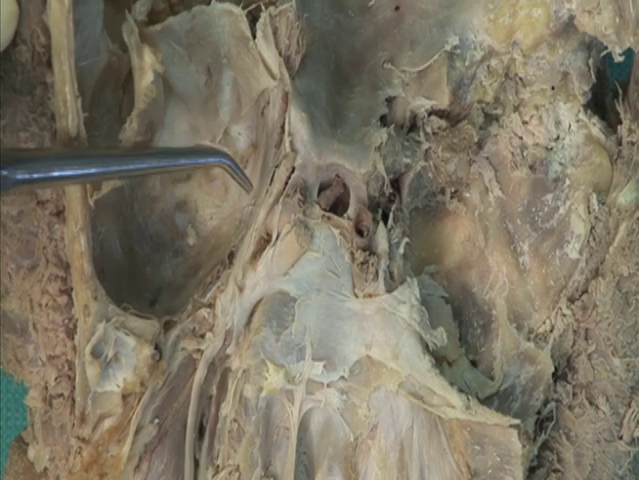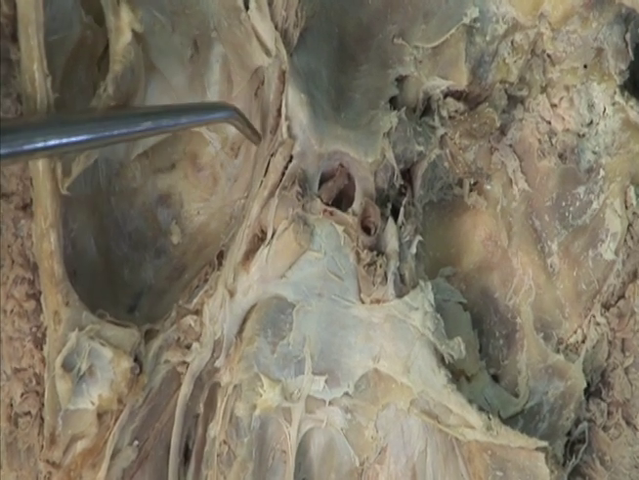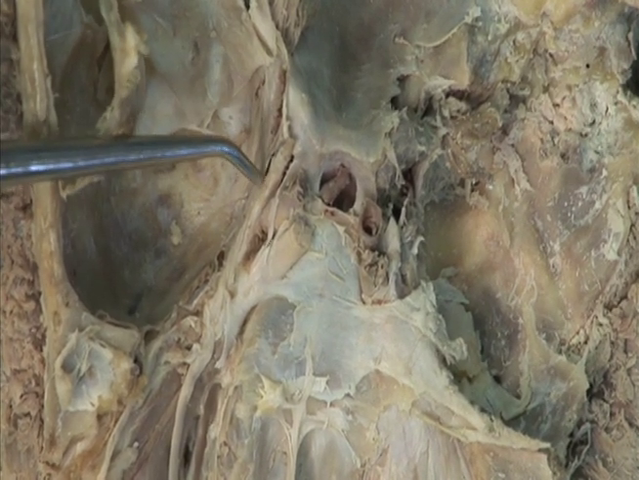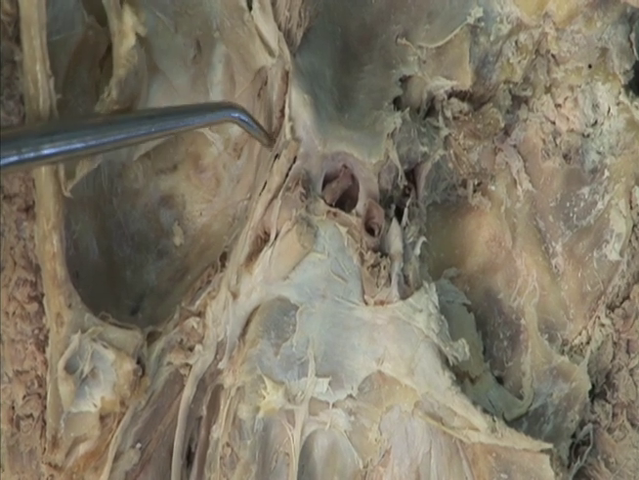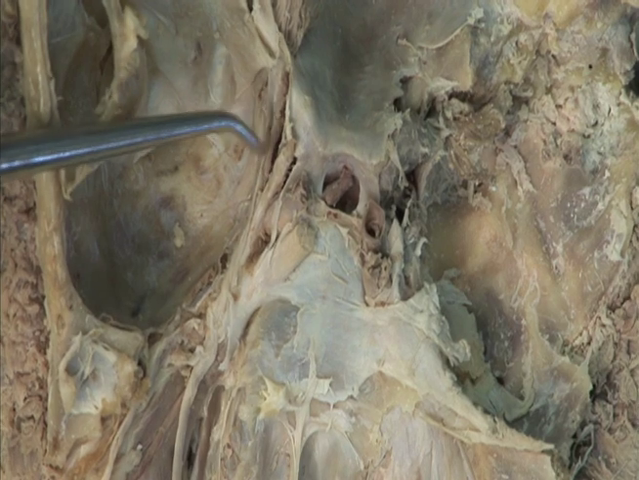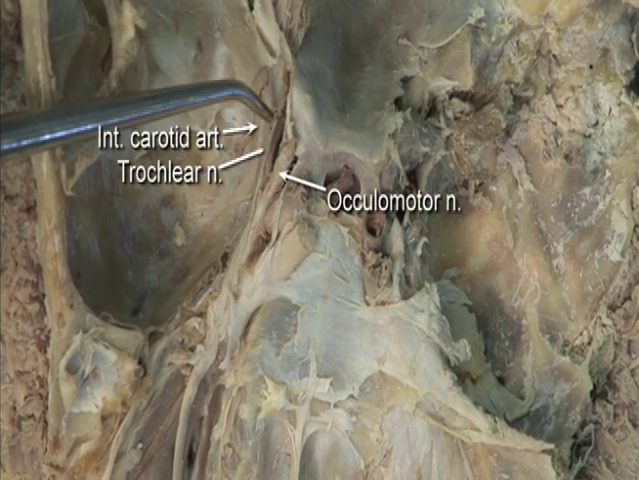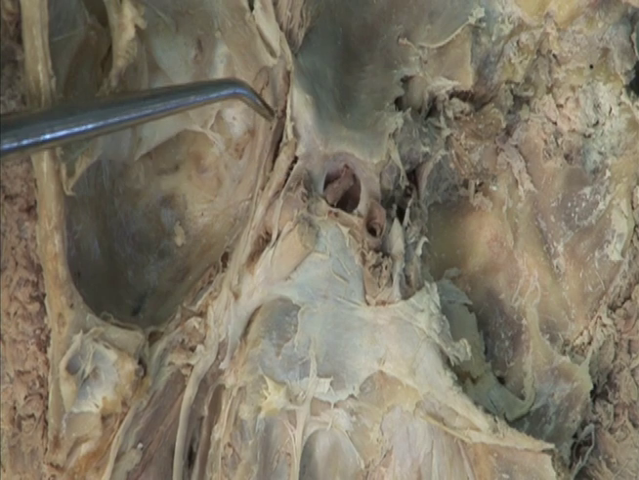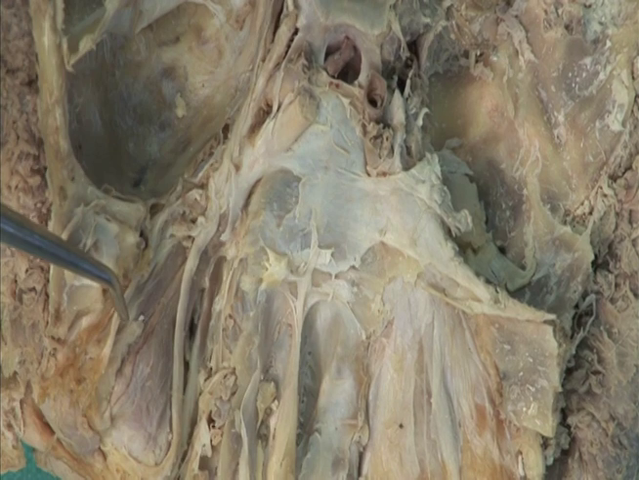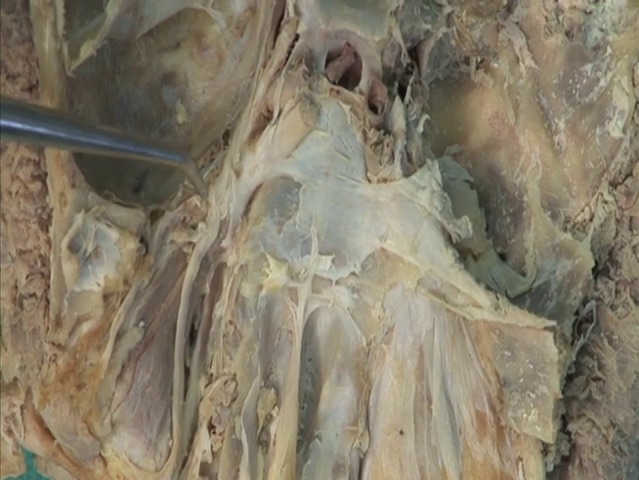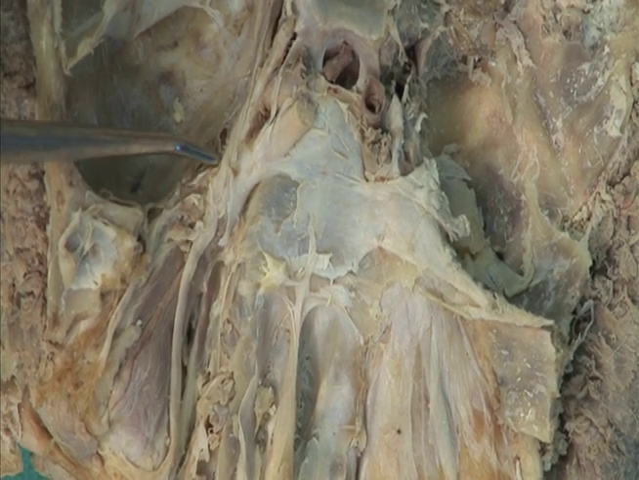Note their relationship to the internal carotid artery in the sinus, the oculomotor nerve near the roof of the sinus, and the thin trochlear nerve traveling with the oculomotor. Trace the frontal nerve and lacrimal nerve to the ophthalmic division of the trigeminal nerve.